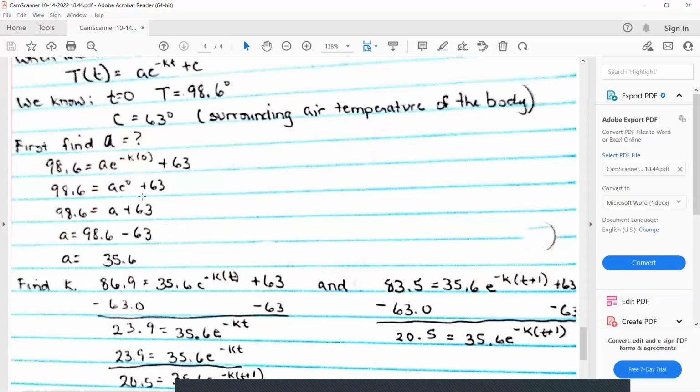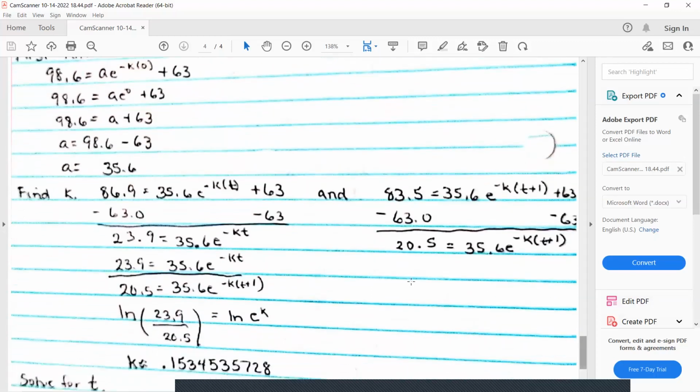Right? So here's what happens. I have 2 situations because she took the temperature at 2 different times. So I have 86.9. This is what happened at 1 hour. She took the temperature when she got there and it was 86.9 degrees. Now, we don't know what time that was, but that gives us this equation here: 23.9 is equal to 35.6 e to the negative kt.